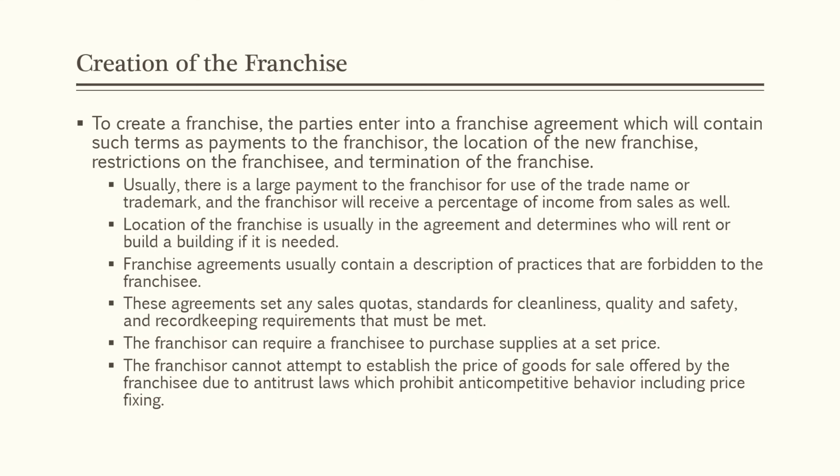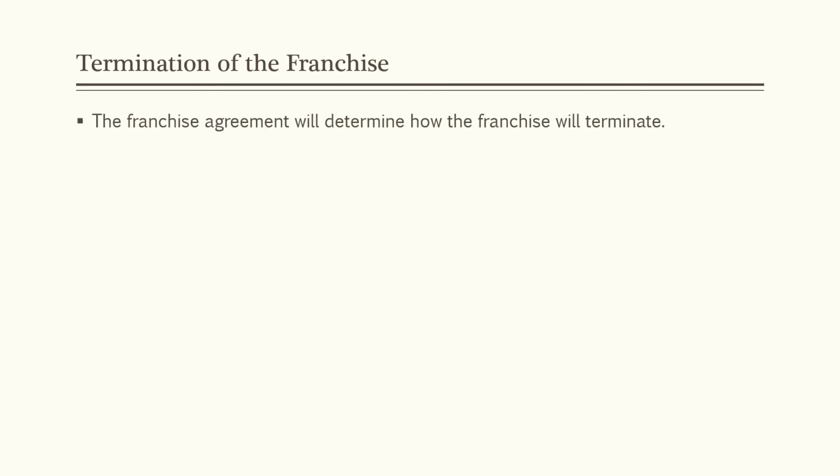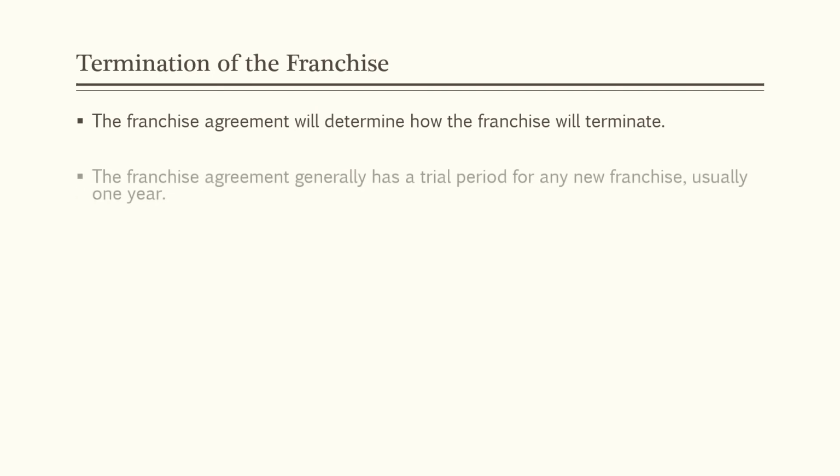However, the franchisor cannot attempt to establish the price of goods for sales offered by the franchisee. This is due to antitrust laws, which prohibit anti-competitive behavior such as price fixing. The last topic we're going to cover in this chapter is termination of the franchise. The franchise agreement will determine how the franchise will terminate.